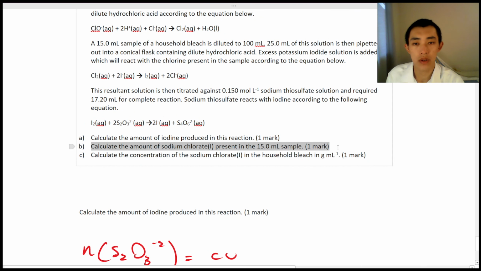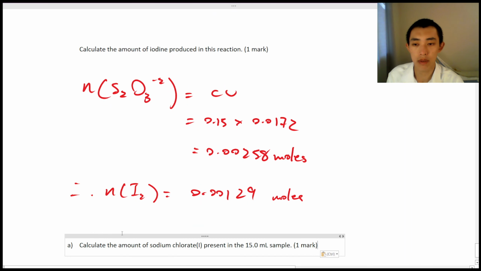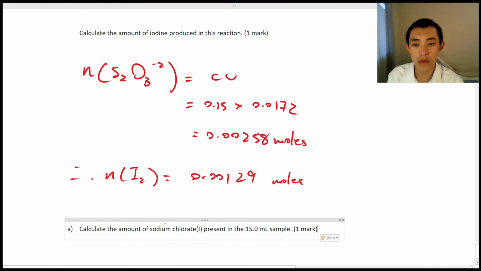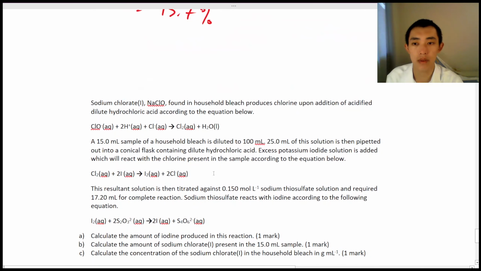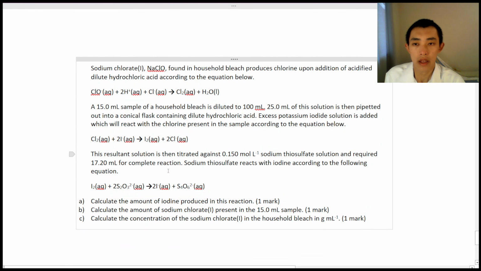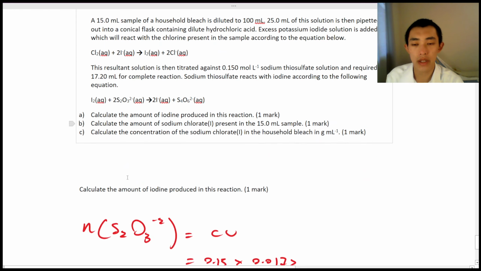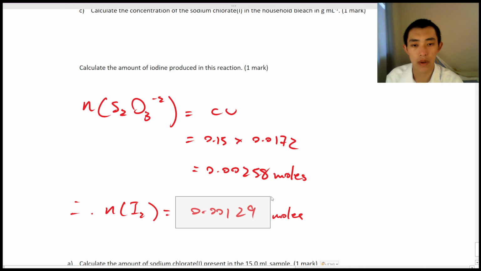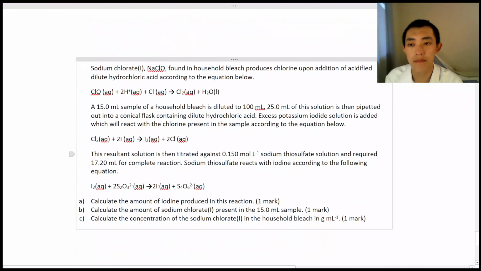Calculate the amount of sodium chlorate present in 15 mils of the sample. Okay. Now, we need a bit of trickery here, okay? So we can see that there is 0.00129 moles of the iodine here. Now, we were told that an excess amount of potassium iodide is added to react with the chlorine.